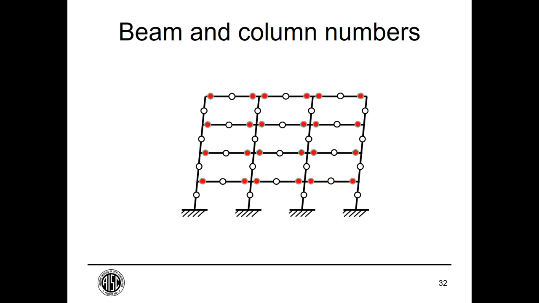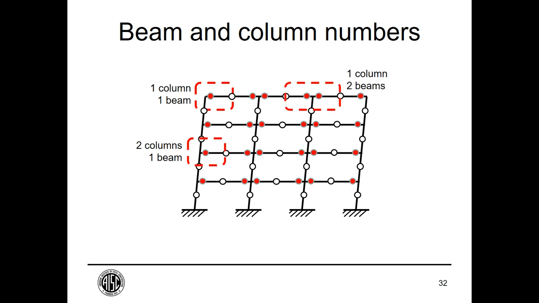There are sigmas in there, meaning you could have more than one column and more than one beam. And what does that mean? Well, for this connection, we have one column and one beam framing in. For this connection, we consider it 2 columns and 1 beam. This one would be 2 beams and 1 column, and this one 2 columns and 2 beams.